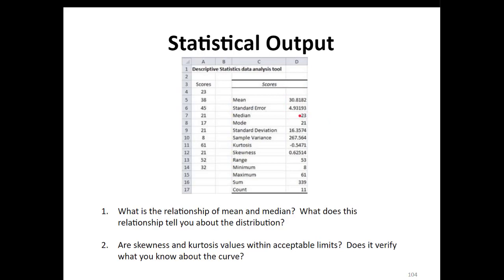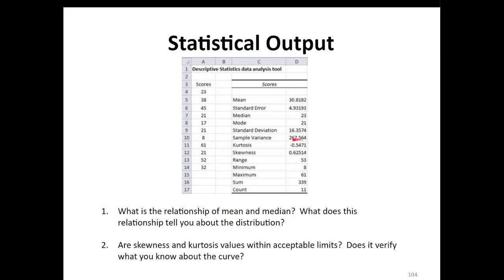Let's look at the skewness. Skewness is 0.6, positive 0.6. It's showing it's positive, and that is confirmed by what we saw here, but it's not sufficiently skewed for this to not be okay. Remember, the skewness value has to be within -1 and +1 for it to be acceptable. This number, positive 0.6, is within that range, so it's acceptable.